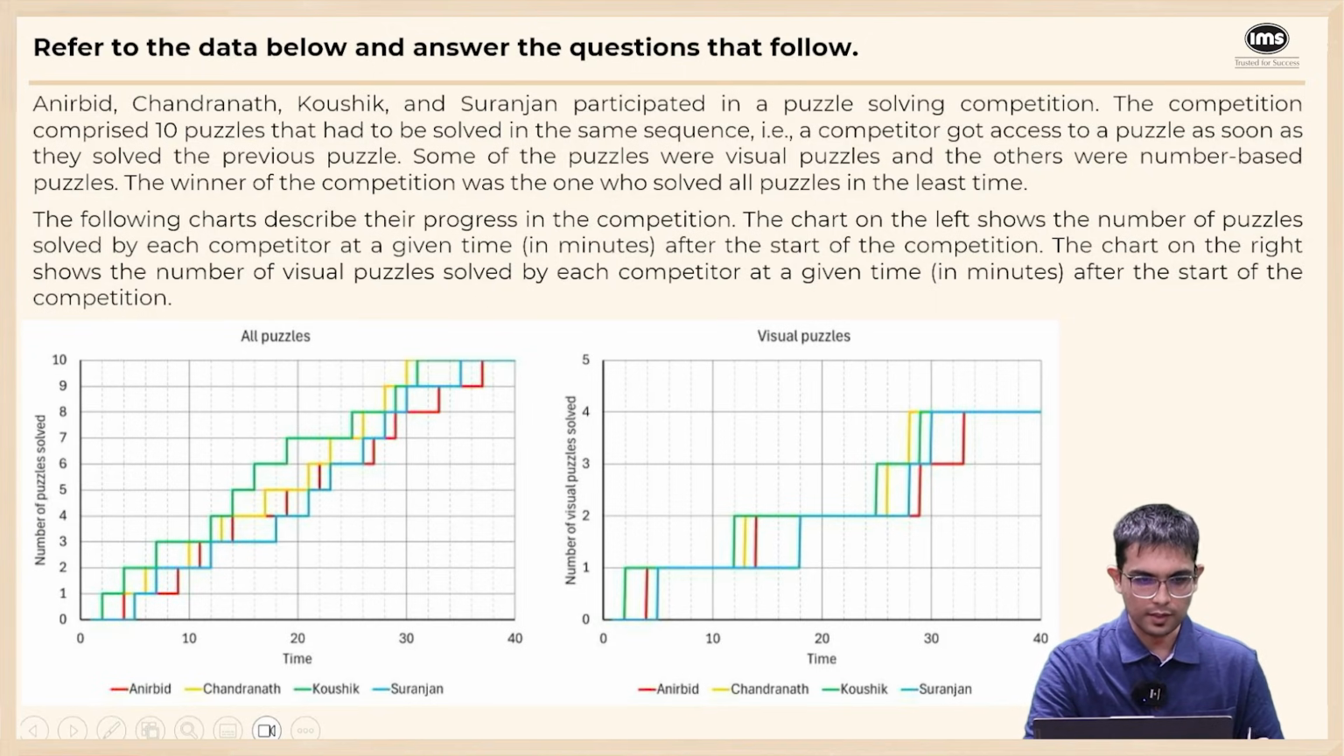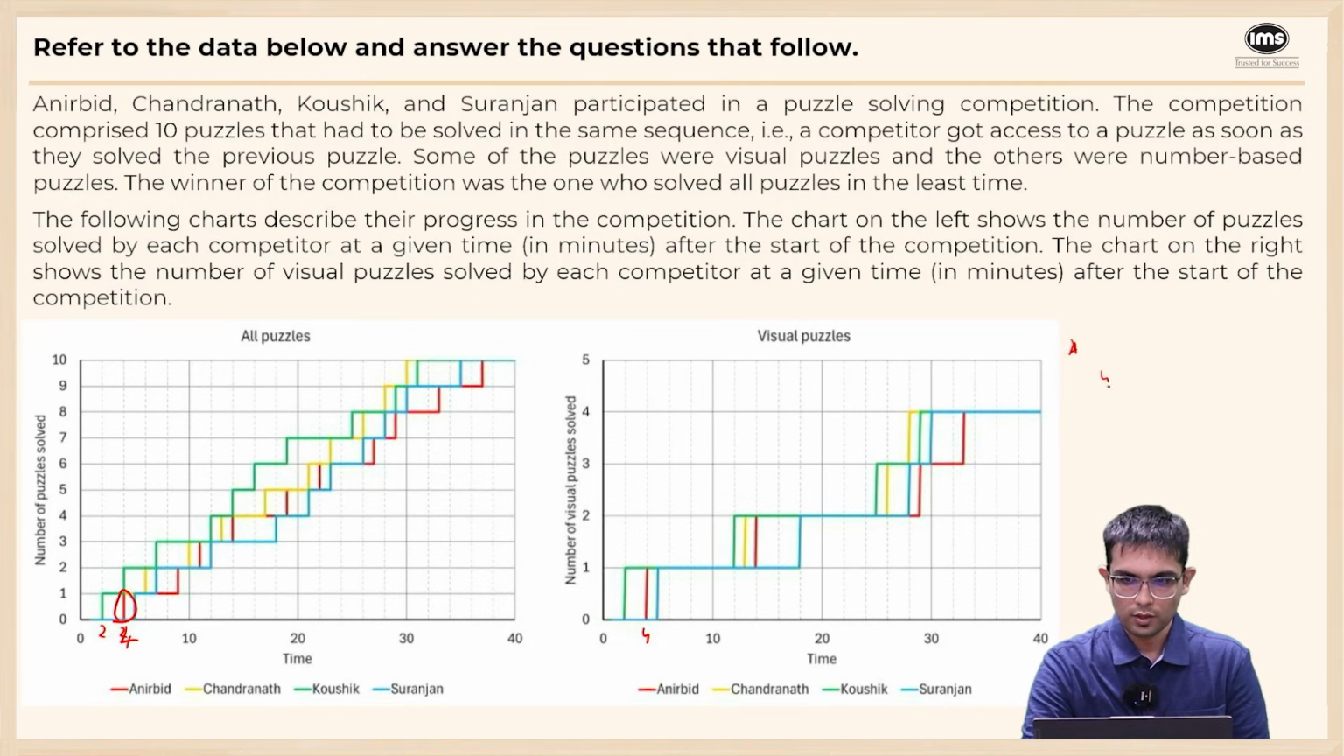So if we can understand, let us take the example of A. A has started at 0 time, and at 4 minutes, because this is 2 and 2, 4 minutes, A has completed the first puzzle. And if you see, the first visual puzzle is also completed at 4 minutes. So I am very sure A takes 4 minutes to solve the first puzzle, and it was a visual puzzle.